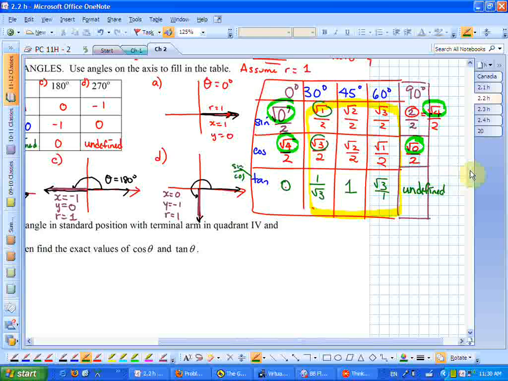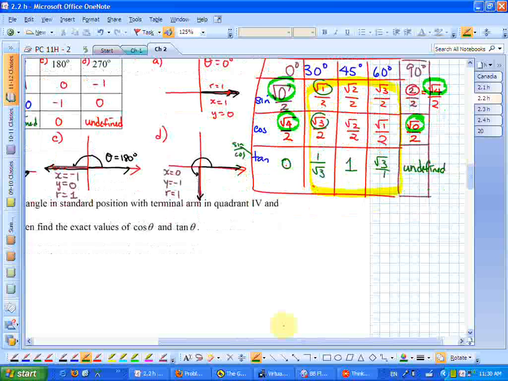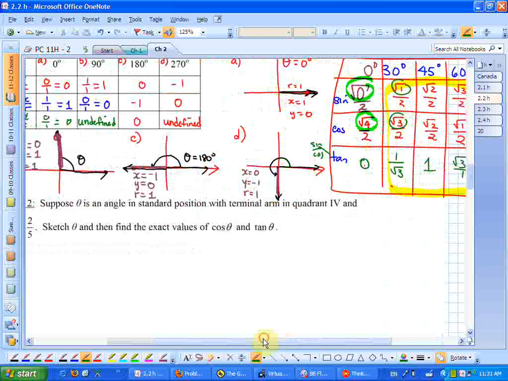Okay? So let's take a look at this last one, example number 2 on page 2. It says now, suppose theta is an angle in standard position with terminal arm in quadrant 4 and the sine ratio being equal to negative 2/5. Find the exact values of cos and tan. Okay. Draw me a picture, please.